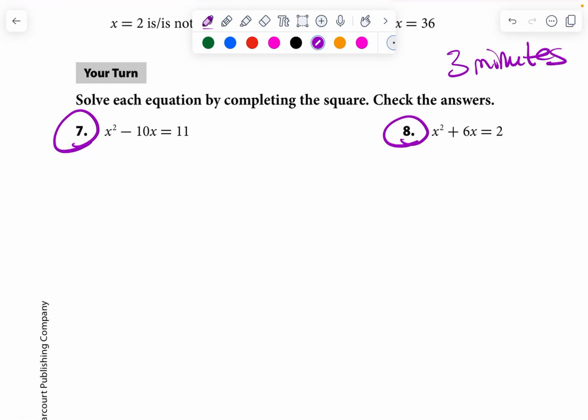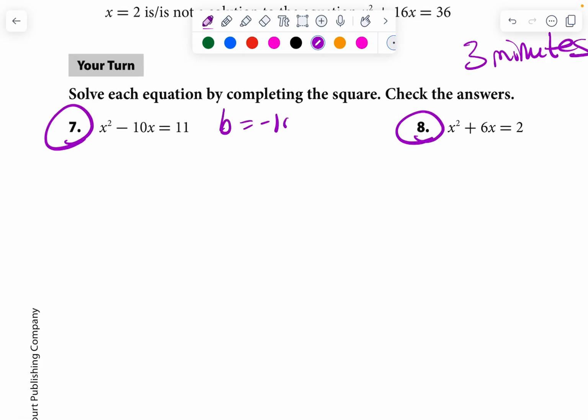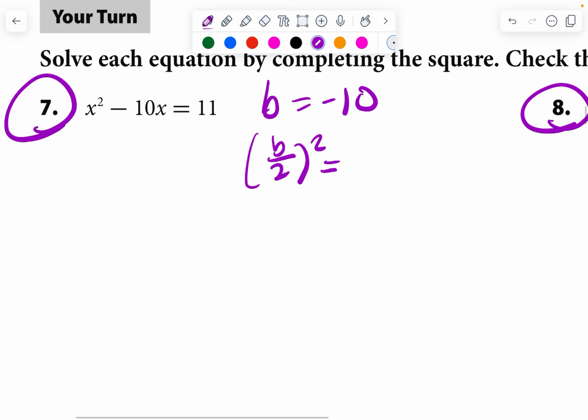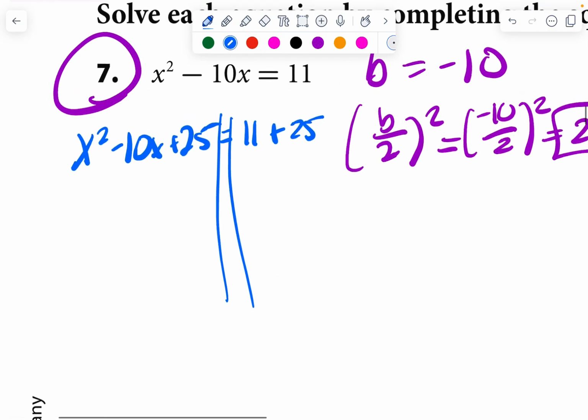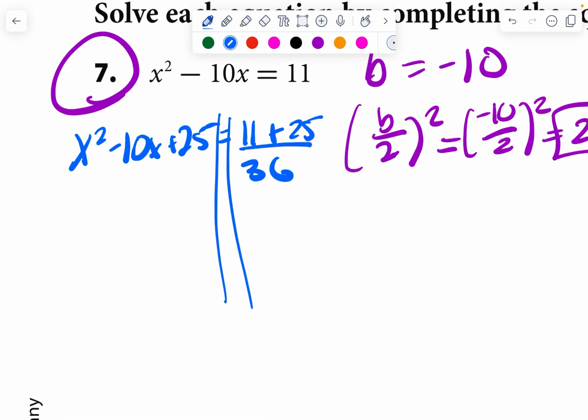Okay, so if I take a look at 7, I know my b term is negative 10. So I now have to say b over 2 squared, which is going to equal negative 10 over 2 squared. So that's negative 5 squared, which gives me positive 25. So then I'm just going to rewrite that as x squared minus 10x plus 25 equals 11 plus 25. I'm going to draw my railroad tracks down because it's going to help me stay organized. I know 11 plus 25 is 36. What multiplies to give me 25 and adds to give me negative 10? It's a negative, so I have to say x minus 5 squared.